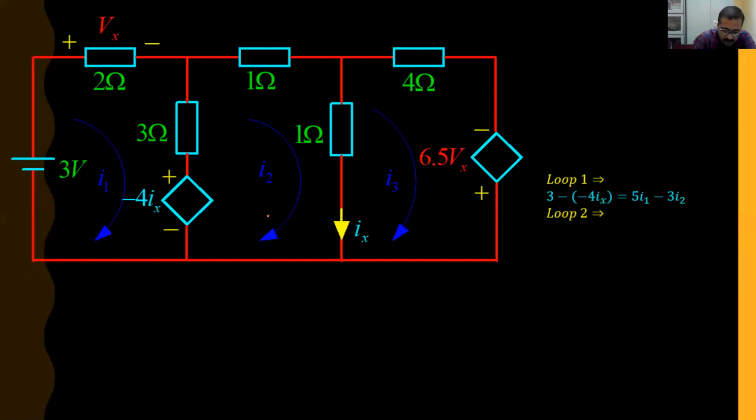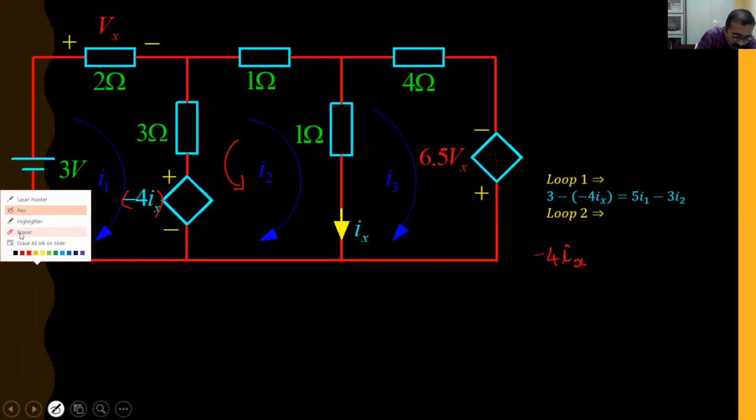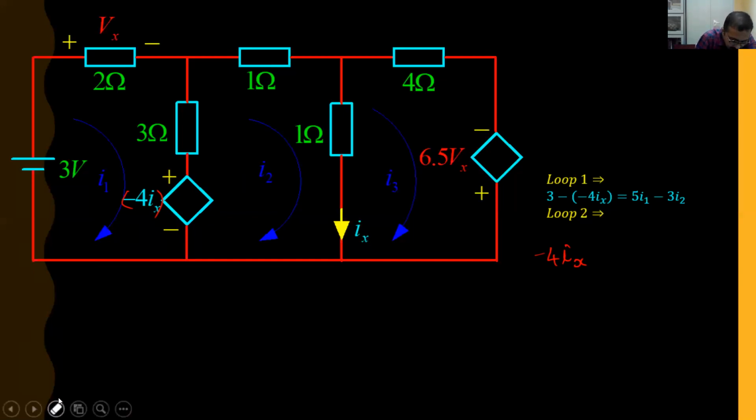Coming to loop 2, what will you get? For this assumed current direction, minus plus potential rise. So minus 4Ix. Keep in mind minus 4Ix is the magnitude. If this is the potential rise, then it is minus 4Ix. If you had taken the current direction the other way, then this would have been a potential drop, and it would have been minus of minus 4Ix, which is plus 4Ix. But right now we are assuming a current in clockwise direction, so for this assumed current direction, minus plus potential rise. So minus 4Ix must be equal to what?